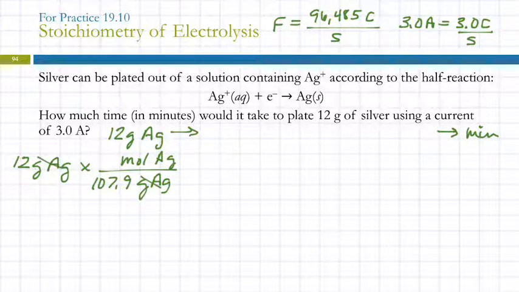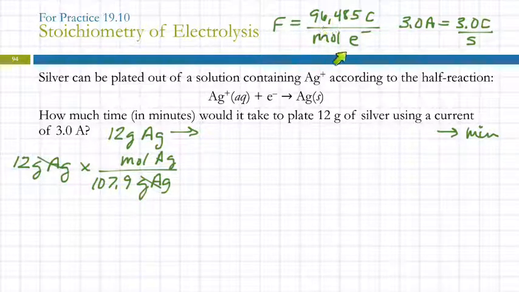Now we've got moles of silver. The current here is giving us a time unit, so we're going to need that. Do you see what I did up here? That's dumb. It's not per second. Oh, it's per mole electrons. Sorry about that.